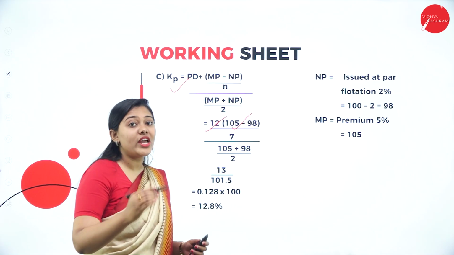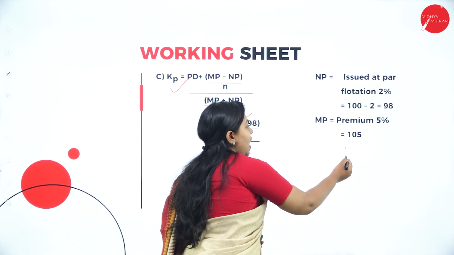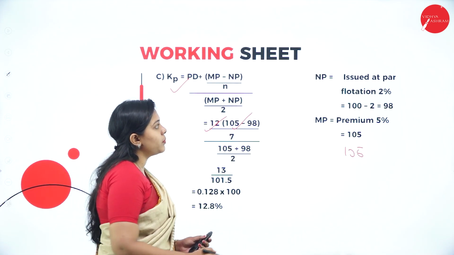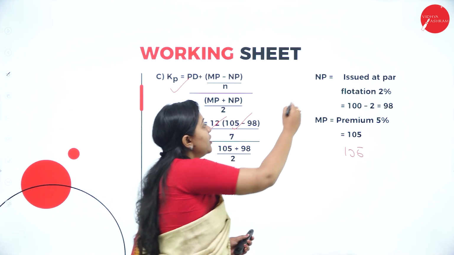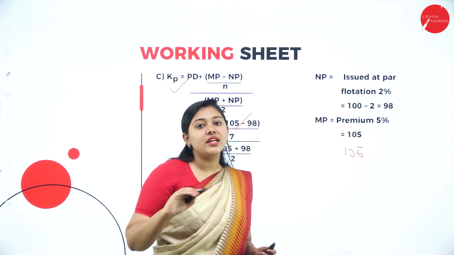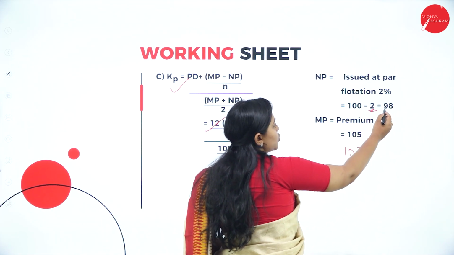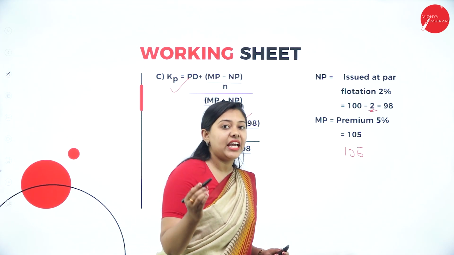Maturity price, since we are redeeming at 5% premium, so it is 105 rupees. So 105 is your maturity price and net proceeds. While issuing, we are issued at par, and 2% flotation cost has been incurred. So 100 minus 2%, it is 2 rupees. So 100 minus 2, it is 98.